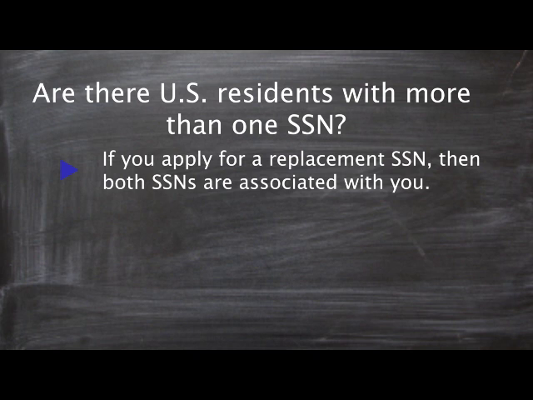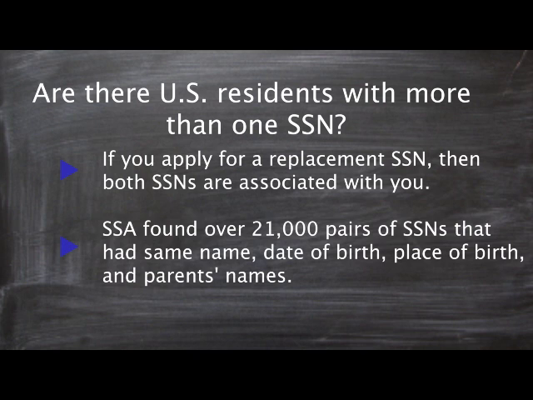So there would be a case where a U.S. resident could legally have two. Yes, the government thinks both of those numbers are assigned to the same person, which is completely true. Yes. And in fact, I found a study where they found 21,000 U.S. residents in this country who were actually legally using both numbers. And I don't think they were supposed to be, but it happens. So we definitely have people, residents, with more than one number.